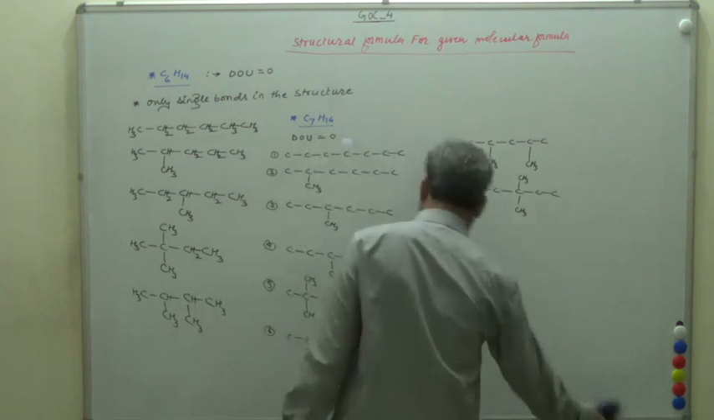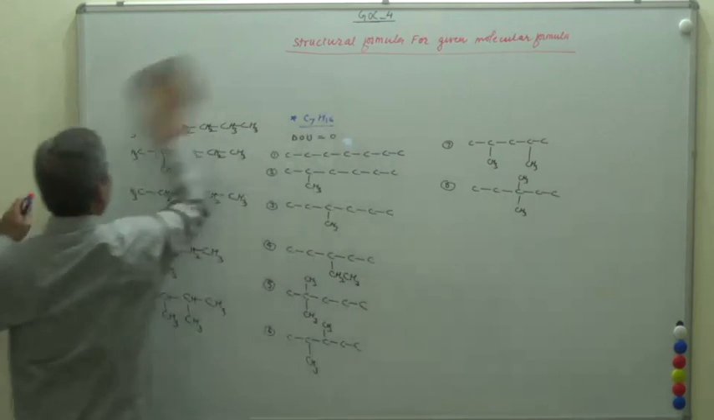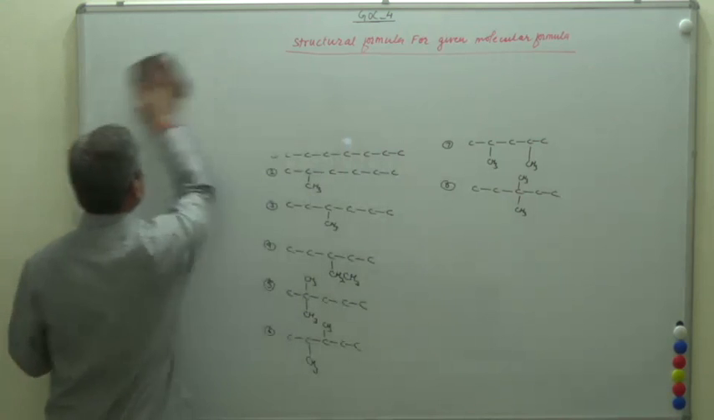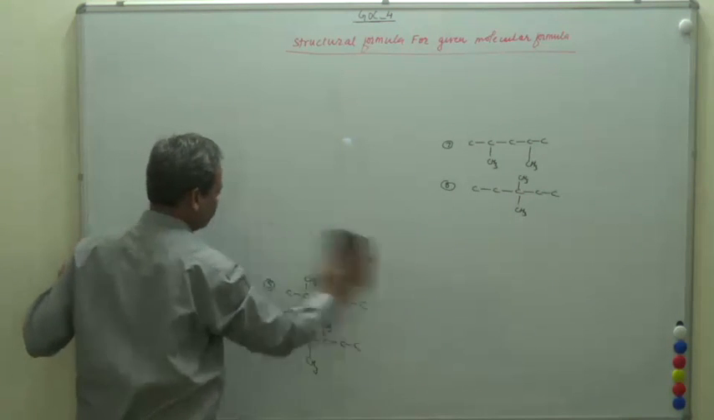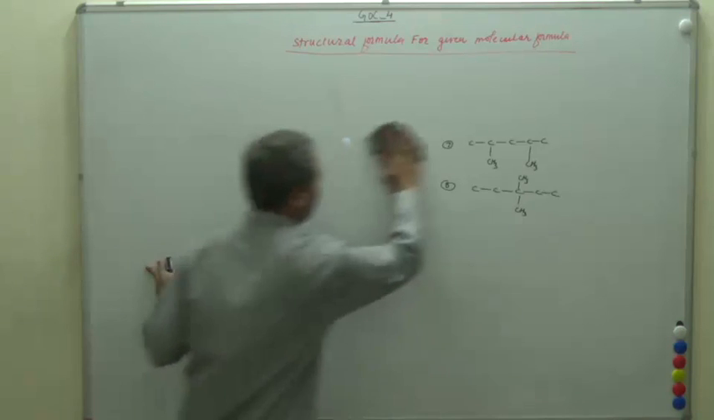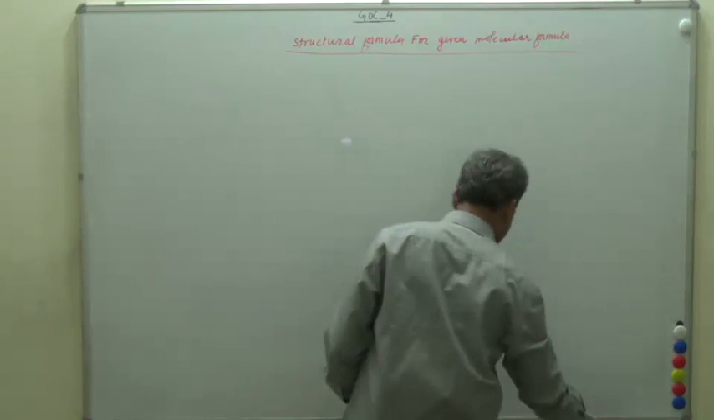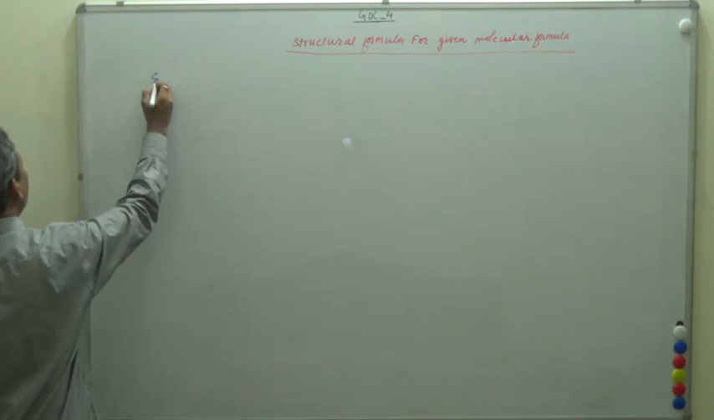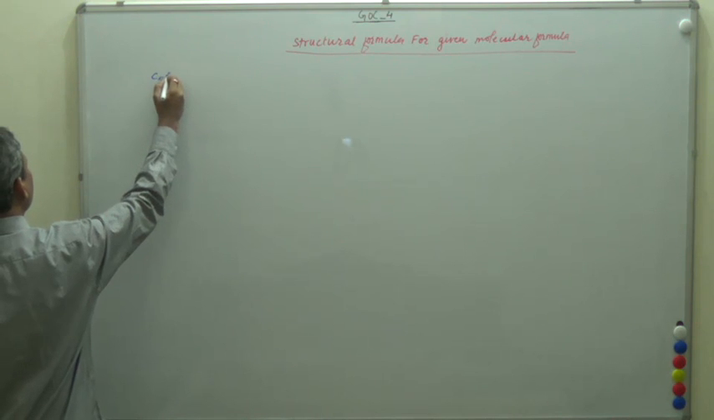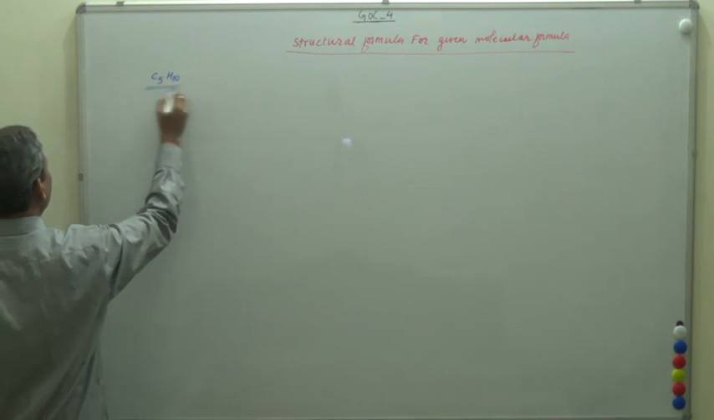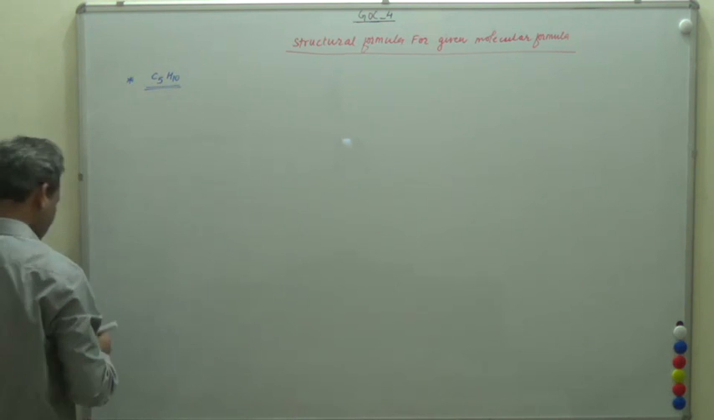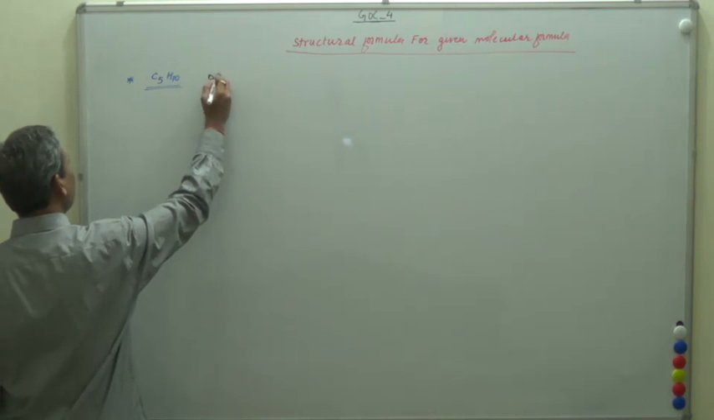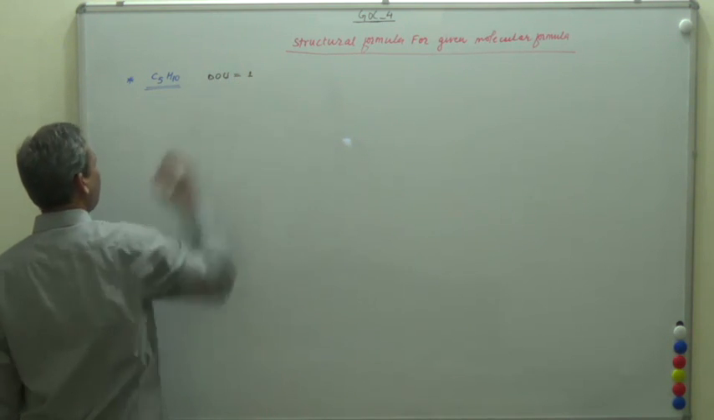Now take one more example. It is C5H10 and we have to draw all possible structural formulas for this compound. So in C5H10, the degree of unsaturation is 1 degree.